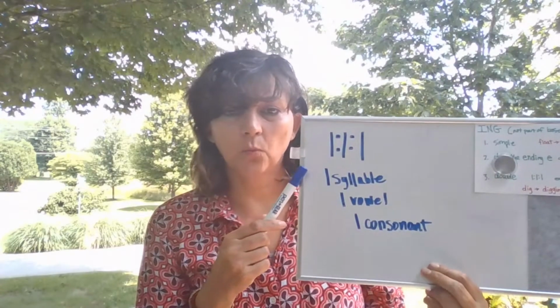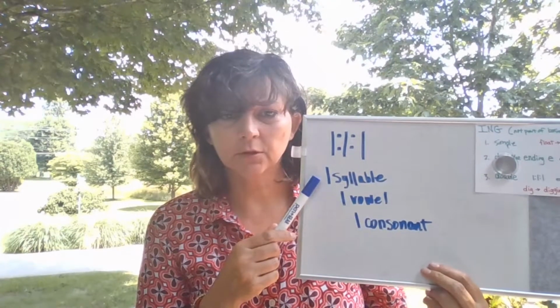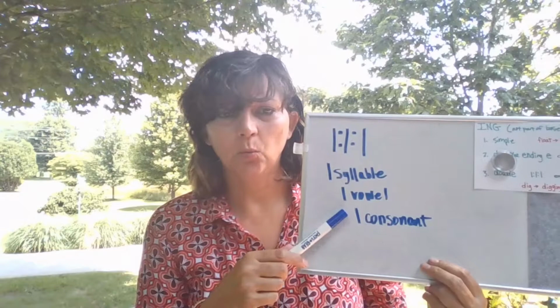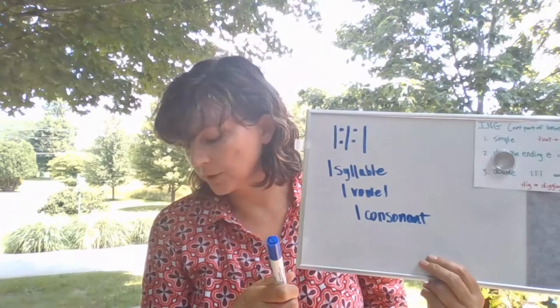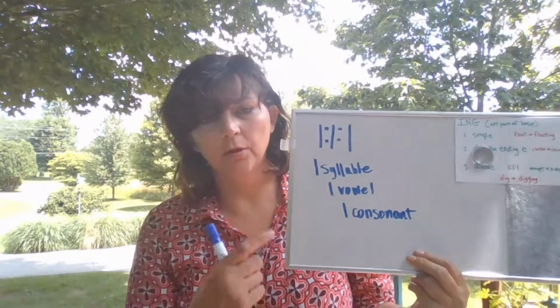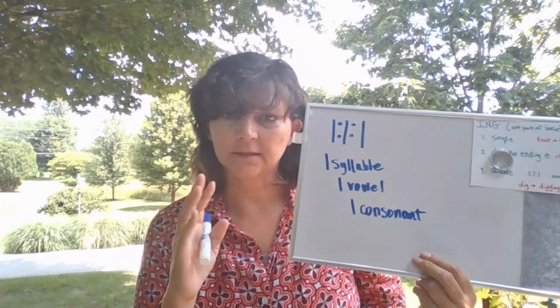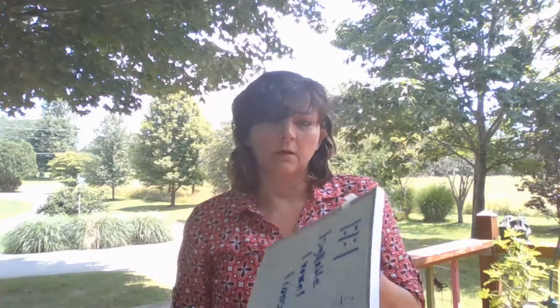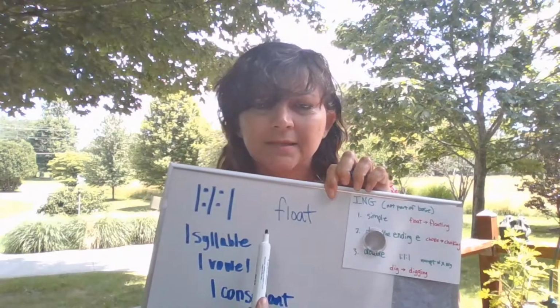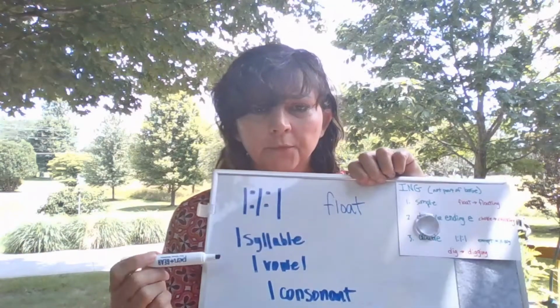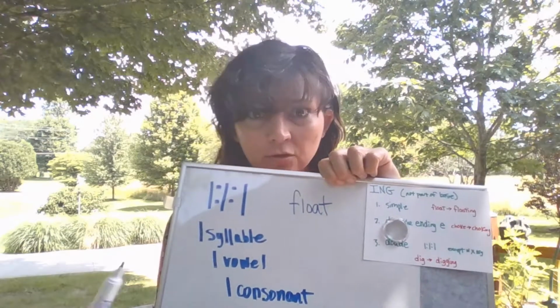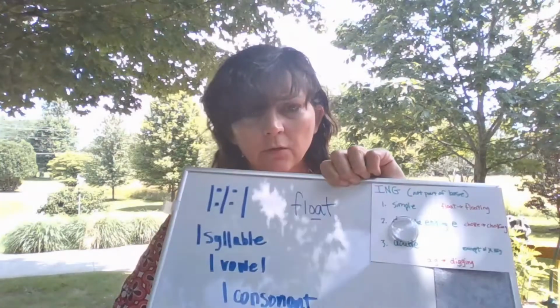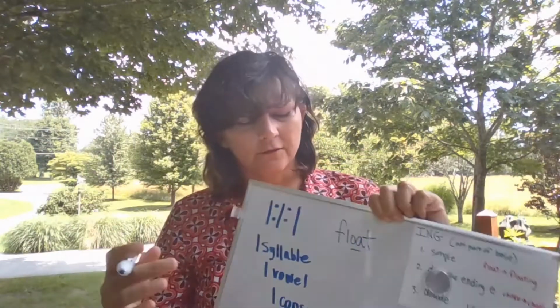Okay, the 1-1-1 rule is if there's one syllable, one vowel, and one consonant, that's when we know we can double our ending consonant. So let me give you an example. If we look back at float, is float one syllable? Yeah, one syllable. Does it only have one vowel? No, it's got this vowel team, the old boat. It's totally got that vowel team, so it's not going to qualify.